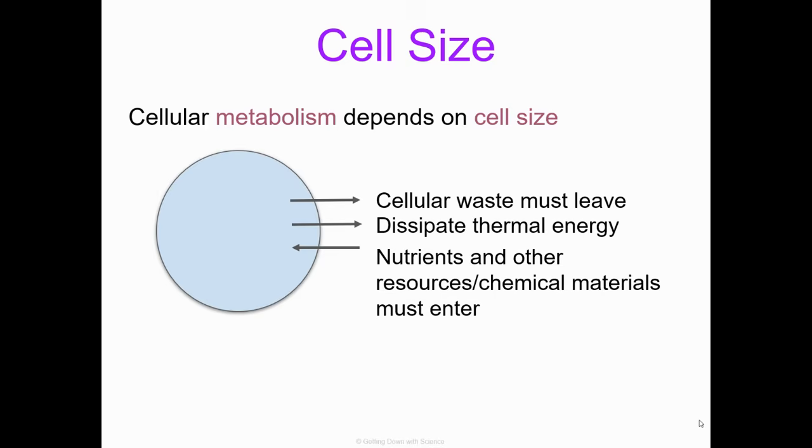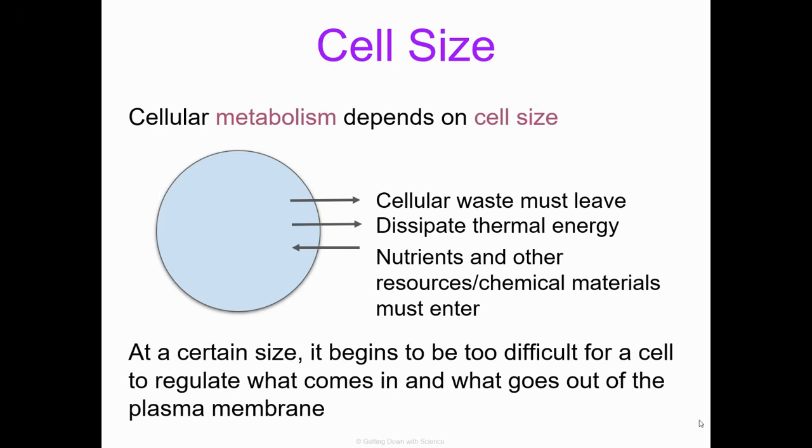So cells, for example, need to all do a few things, and we can see that in the image below. They all need to get rid of cellular waste, they all need to dissipate thermal energy, but then they all need to bring in nutrients and other resources or chemical materials that they need to function. And at a certain size, it just begins to become too difficult for a cell to regulate what goes in and what goes out of the plasma membrane. And so when cells get overly large, they start losing functionality and they're less efficient.